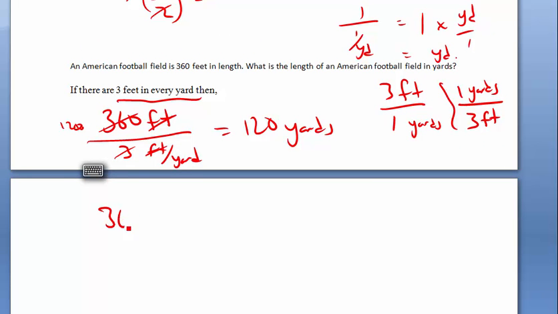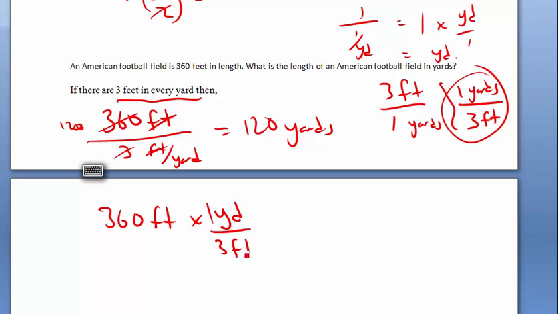I could have done the same thing, 360 feet. If I felt like multiplying instead of dividing, I could have taken this other one. 1 yard has 3 feet. And again, the feet divide out. I'm left with yards on top. 360 divided by 3. There's a 360 on the top, a 3 on the bottom. 360 divided by 3 is 120 on the top. I'm just left with yards. Yards. Works the same way, right?